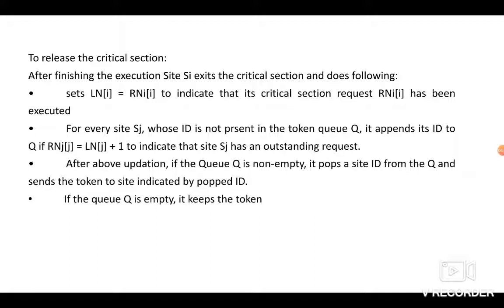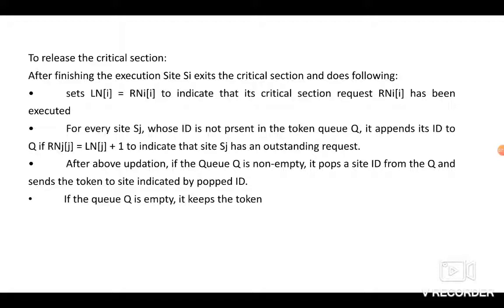For every site Sj whose ID is not present in the token queue, it appends its ID to the queue if RN j of j is equal to LN of j plus 1, to indicate that Sj has an outstanding request. That is, Si completed its request and checks whether Sj has an outstanding request or not. The condition is RN j of j equals LN of j plus 1. After the above update, if the queue is non-empty, it pops a site ID from the queue and sends the token to the site indicated by the popped ID. That is, the site at the top of the queue is served first. If the queue is empty, it keeps the token with itself.